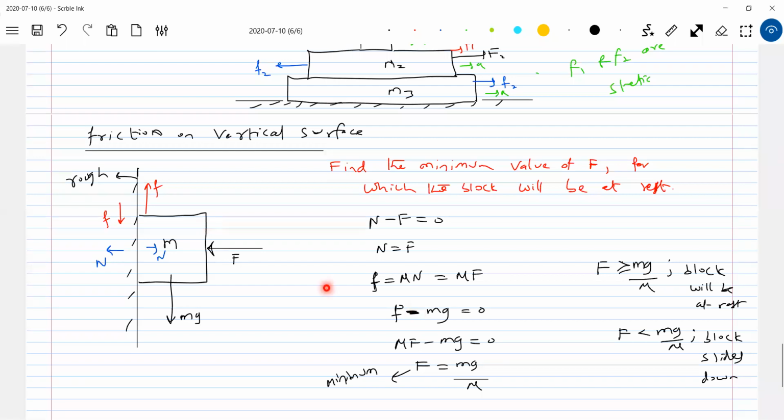But practically, you press with as much force as you want, the block can never slide up here because the friction cannot take a value greater than mg. What is this about the equilibrium? There's a minimum force I'm talking about. As long as your applied force is greater than or equal to mg by mu, the block will be at rest. Less than that, it will slide down. But there is no question of sliding up.